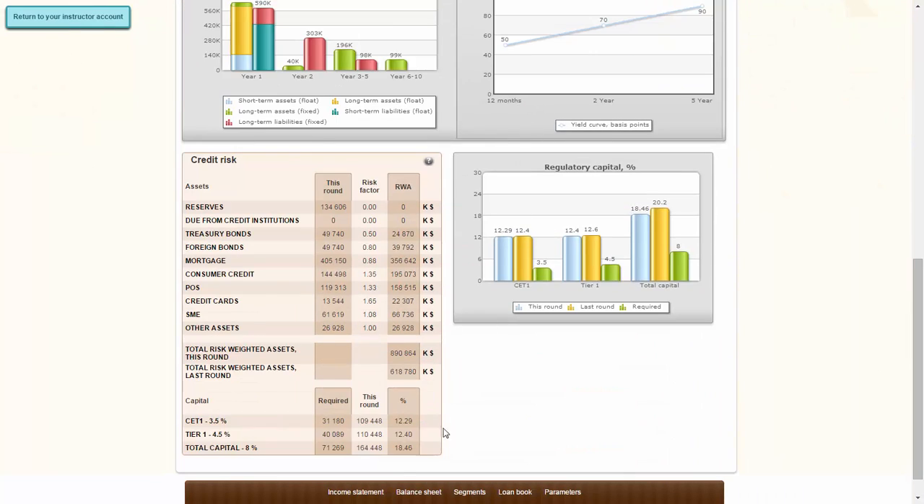And then the last piece on the risk management section is the credit risk, and on the credit risk we have the calculation of the risk weighted assets, and then at the bottom we have our capital adequacy ratios, where the equity is compared against the relevant amount of risk-weighted assets, and the same information is given here in this chart.